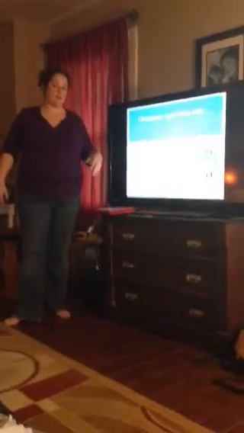Medicare cuts. Unfortunately, the money has to come from somewhere, and they're cutting Medicare, they're cutting medicine, they're cutting a lot of things in order to make room for Obamacare.